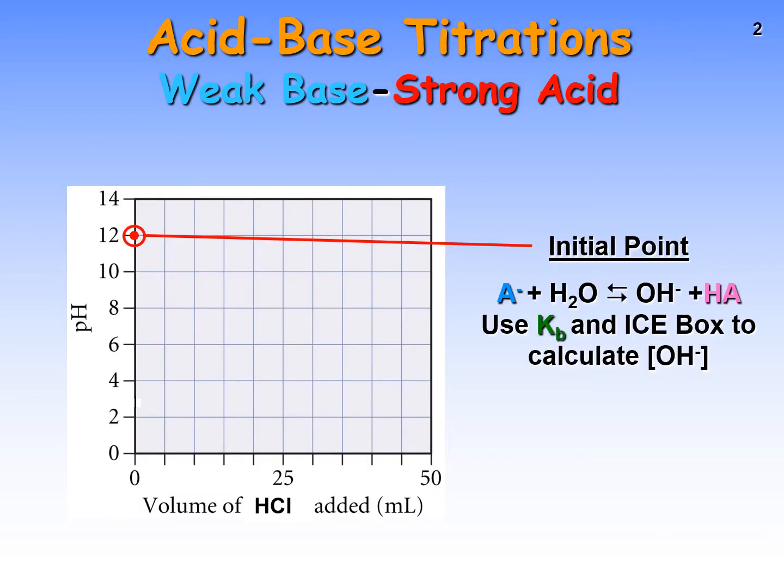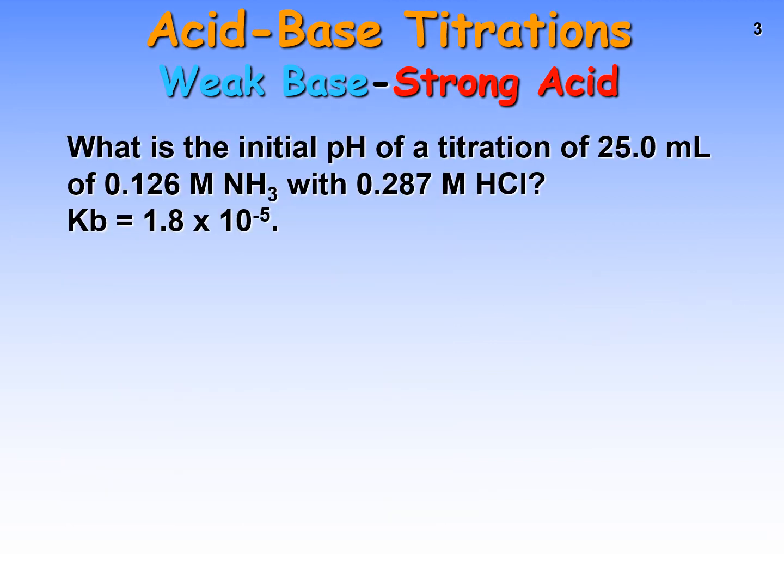So if we're doing this part of our pH curve when we do a weak base with a strong acid, and we're going to be building this curve over the next couple lecture videos, the initial point is just an ice table calculation. This is something we learned how to do in Chapter 15. So let's do an example of that.